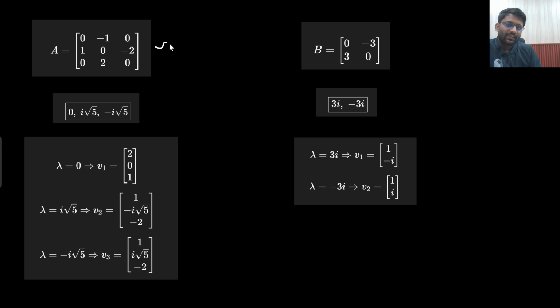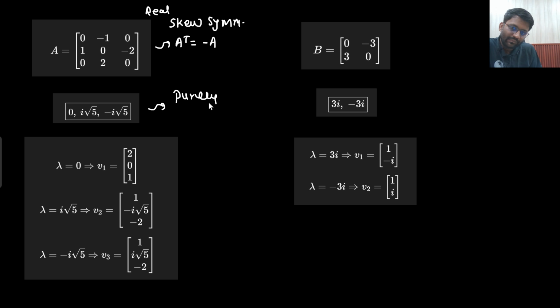Example. What kind of matrix is it? A transpose equals minus A. Right? So it is a skew symmetric matrix. And is it a real matrix? Absolutely. So it is a real skew symmetric matrix. What are the eigenvalues you are getting? Either purely imaginary or 0. What are the eigenvectors? This is the eigenvector, this is the eigenvector, and this is the eigenvector. They will be called different eigenvalues. Don't say that sir, under root 5j and under root minus 5j are both the same. No, they are different.